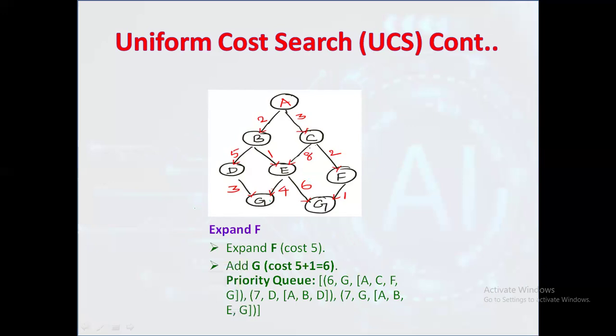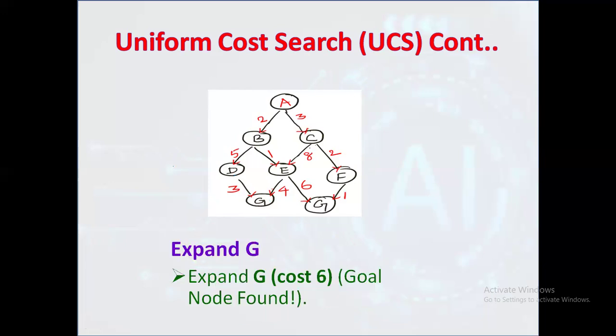The goal node G is now reached at a cost of 6. Since uniform cost search guarantees that the first time it reaches the goal, it does so with the least cost, we stop here and the solution is found.